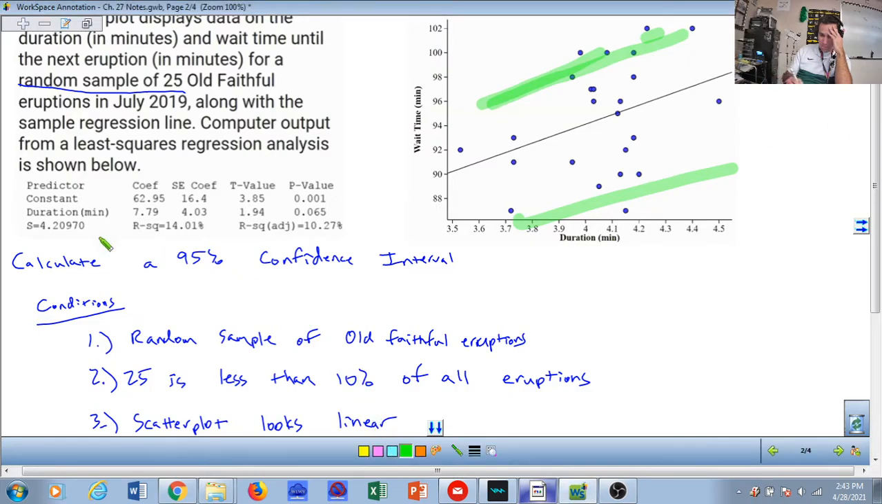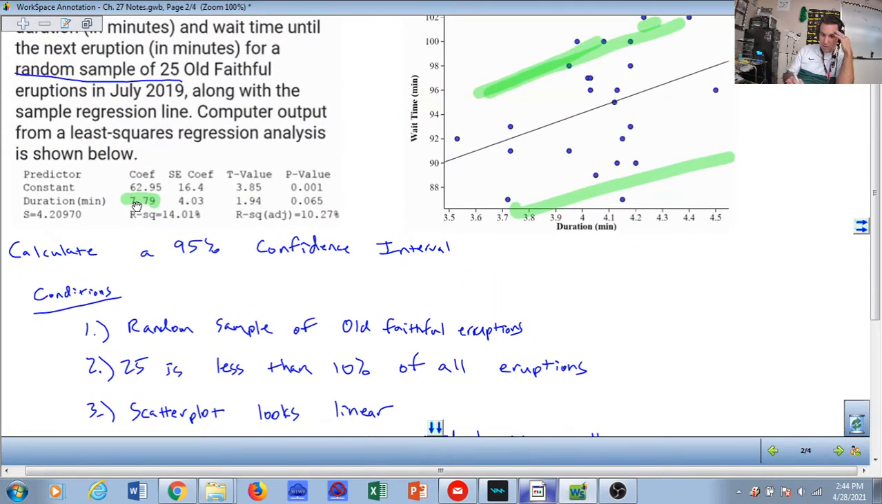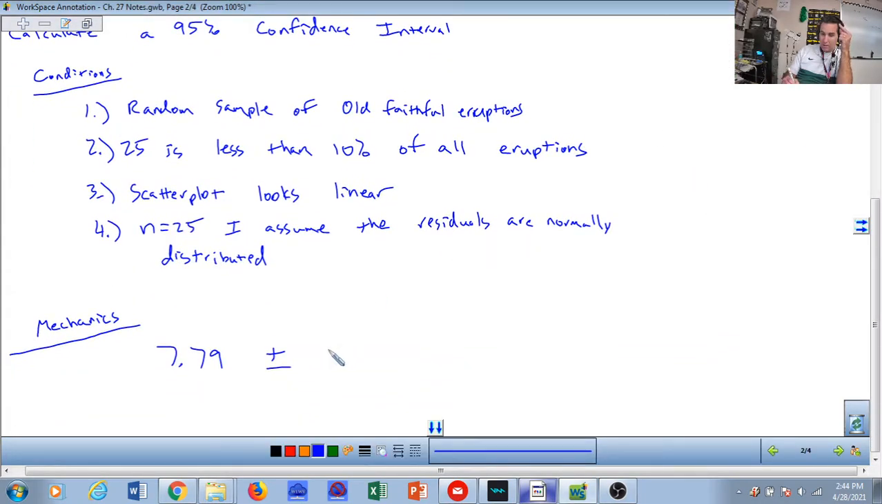Okay, slope. Slope, remember, is the coefficient that's with your x variable. The x variable in this problem is the duration of the eruption. So this is your slope. We got a slope on this printout of 7.79. So 7.79 is our point estimate. That's the slope that we got from our line of best fit. Okay, the next thing is we need to get the T critical. We'll come back to that. And then the last part is the standard error.